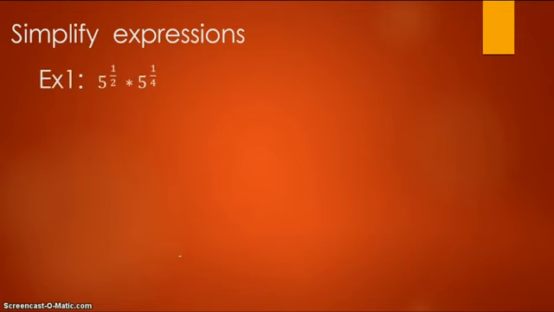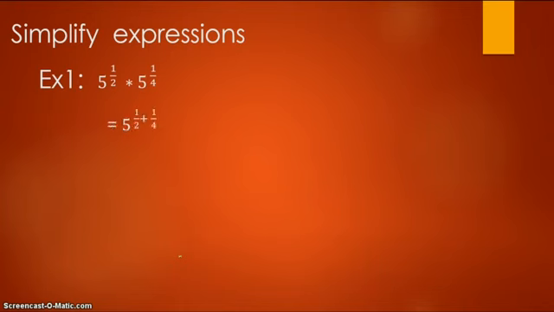Look at the first example. We have 5 to the 1/2 times 5 to the 1/4. In reality, that's the same as saying the square root of 5 times the fourth root of 5. So it's not really something we want to deal with. It's more we want to say, okay, this really could say 5 to the 1/2 plus 1/4.